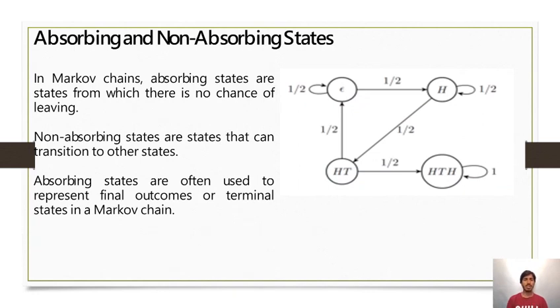Absorbing and non-absorbing states. In Markov chains, absorbing states are states from which there is no chance of leaving. Non-absorbing states are states that can transition to other states. Absorbing states are often used to represent final outcomes or terminal states in a Markov chain.